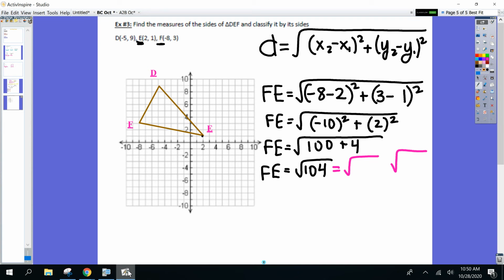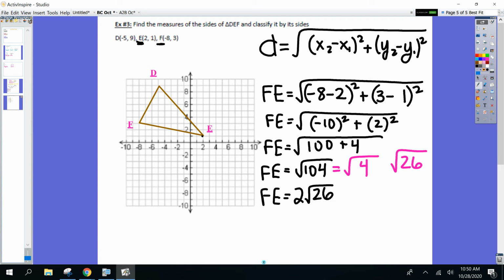And you don't have to go that far because the biggest one ends up being 4. No other one goes into it evenly. And it's 4 times 26, which gives you 104. So finishing off this side length, square root of 4 is 2. That's where I'm getting that 2 from. Taking the square root of 4, and I bring down the square root of 26.